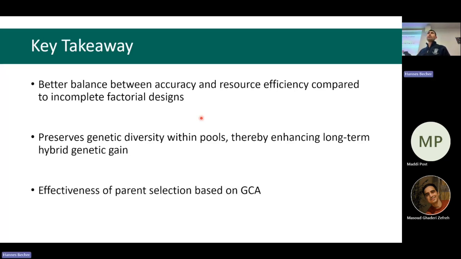And as I showed in the first graph of the results, simply using selected parents based on the general combining ability makes the job of creating and separating the heterotic groups easier.